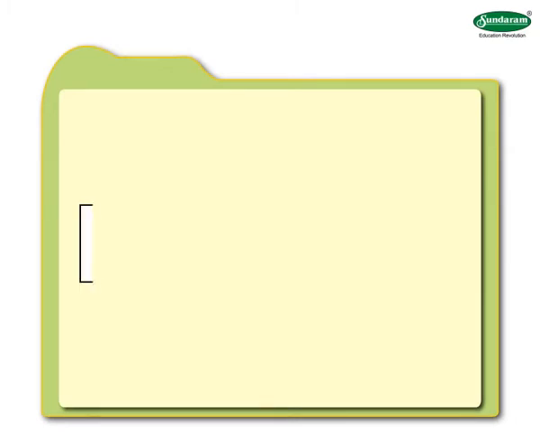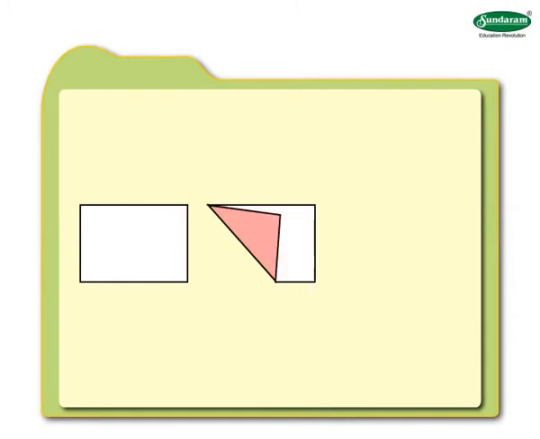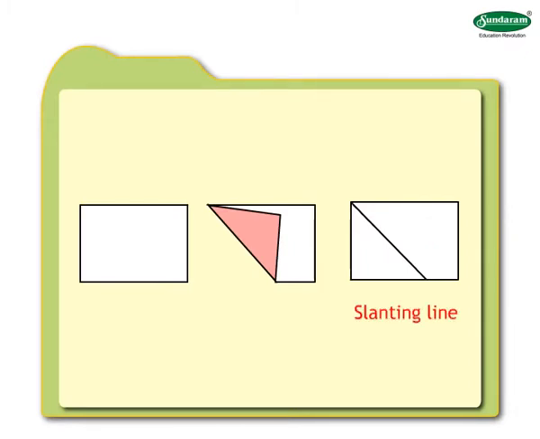Now, again take a paper. Fold it as shown. Unfold it. Then mark the fold with a pencil. What we see is a slanting line.